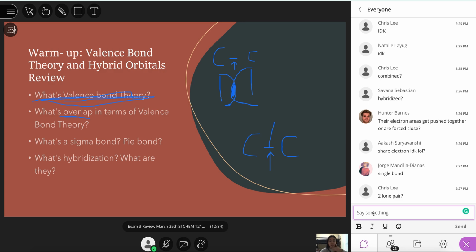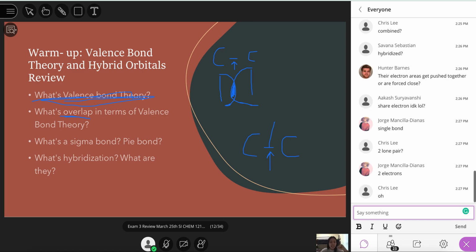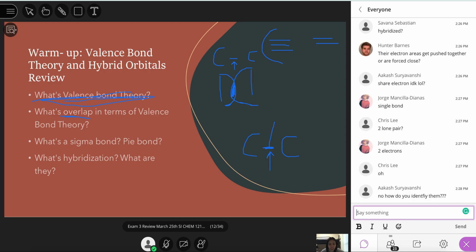Two lone pairs? No. Okay, I think some of you might be confused. It's actually going to be the highest electron density between two atoms. That's what a sigma bond shows. And then the pi bond, does anyone remember pi bonds? I know you guys know how to identify those if you have a triple bond or a double bond. Pi bonds are the highest electron density that you're going to encounter above or below, instead of in between. How do you identify them? That's what we're getting to.